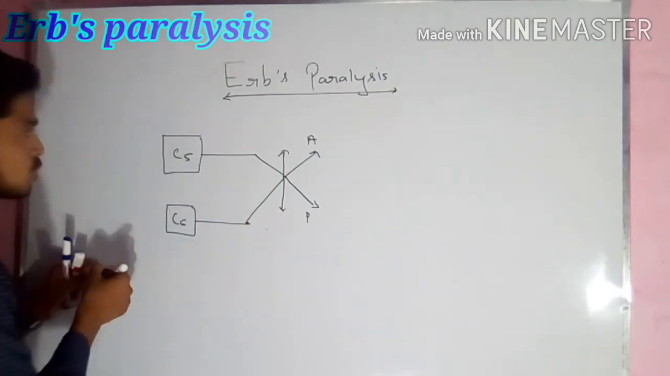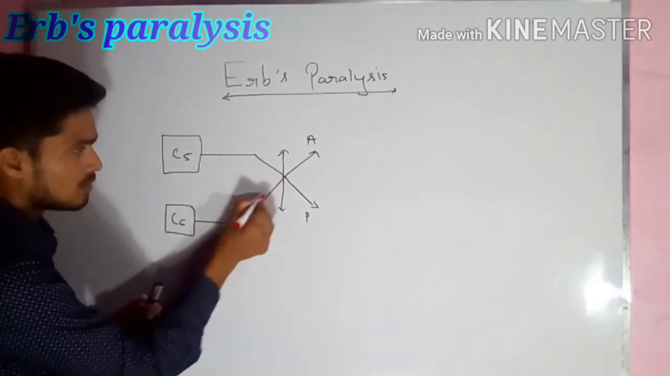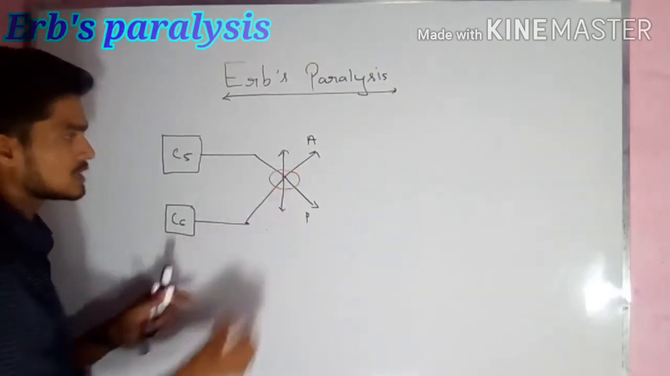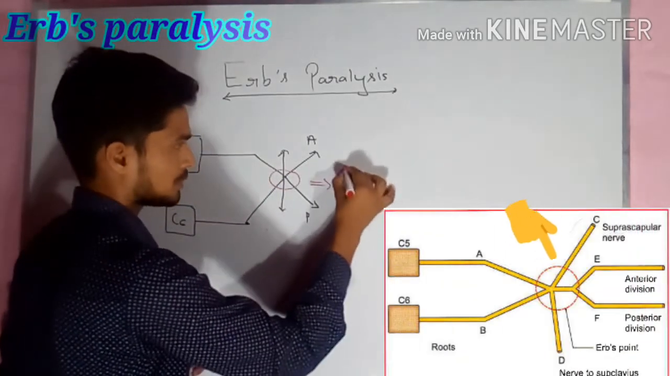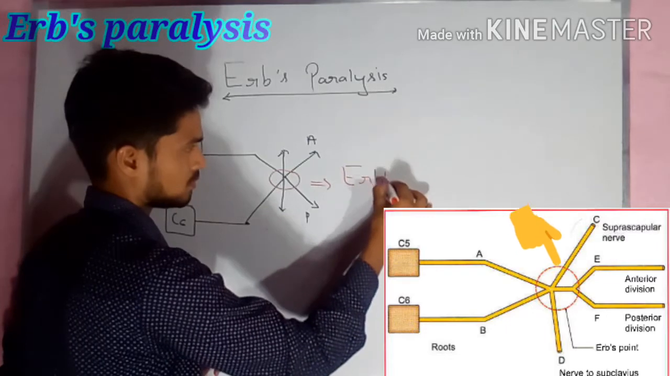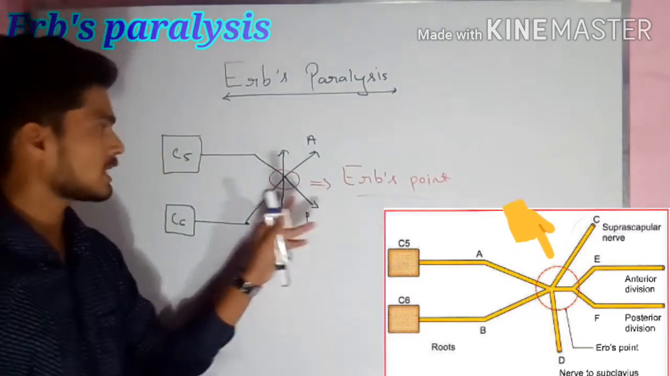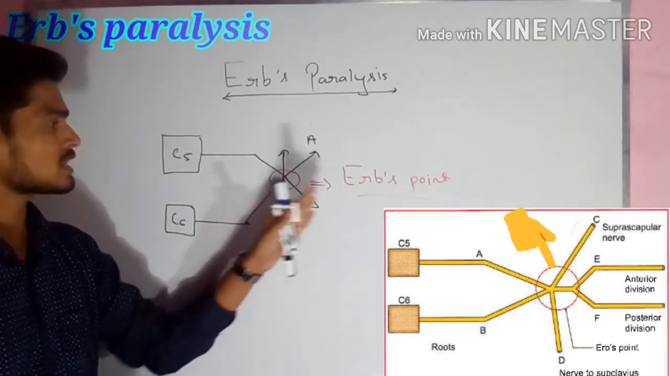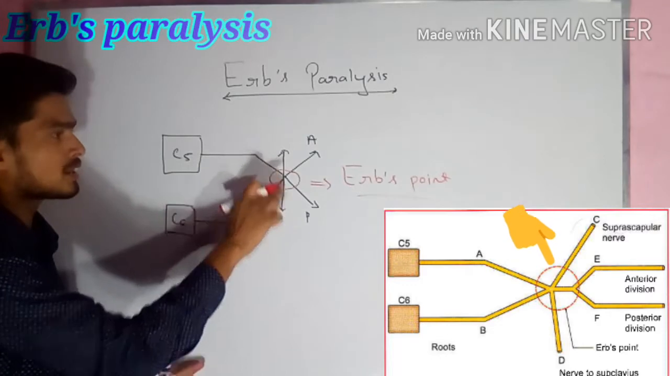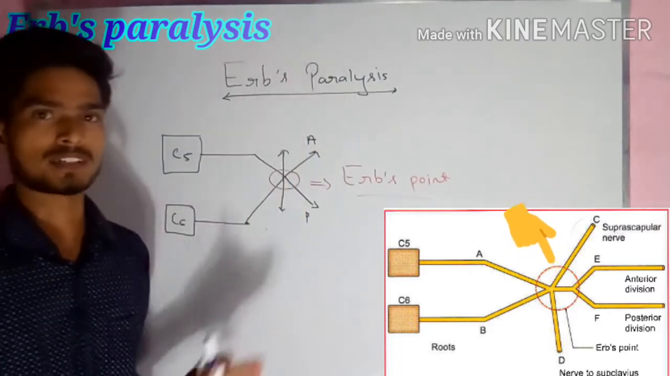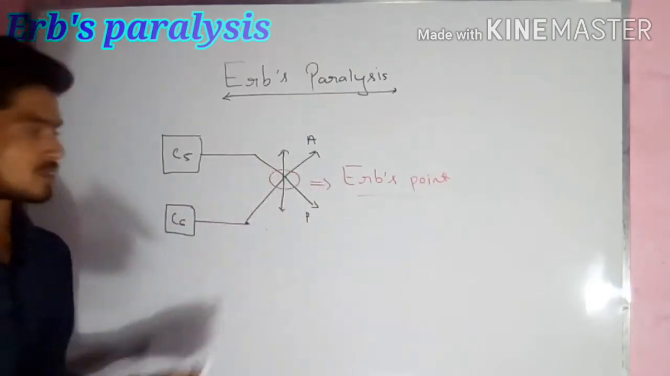Okay, so what is the meaning of Erb's point? Where the six nerves meet each other, that point is known as Erb's point. Okay, so this point is known as Erb's point. So what really happens if an injury occurs at this point? That is known as Erb's paralysis. Okay, so how can the injury occur?